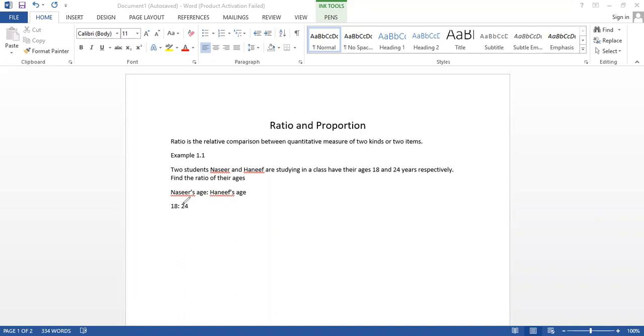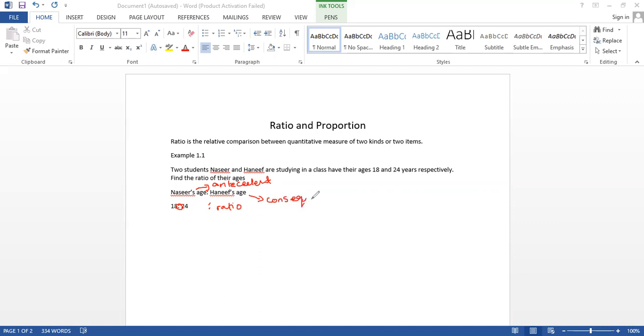Basically, the two dots that you see over here, these two dots signify a ratio. And the number that you're keeping in the numerator, so over here we get Nasir's age in the numerator, this is called the antecedent. So this over here is the antecedent. And whatever you are keeping in the denominator, this is called the consequent.